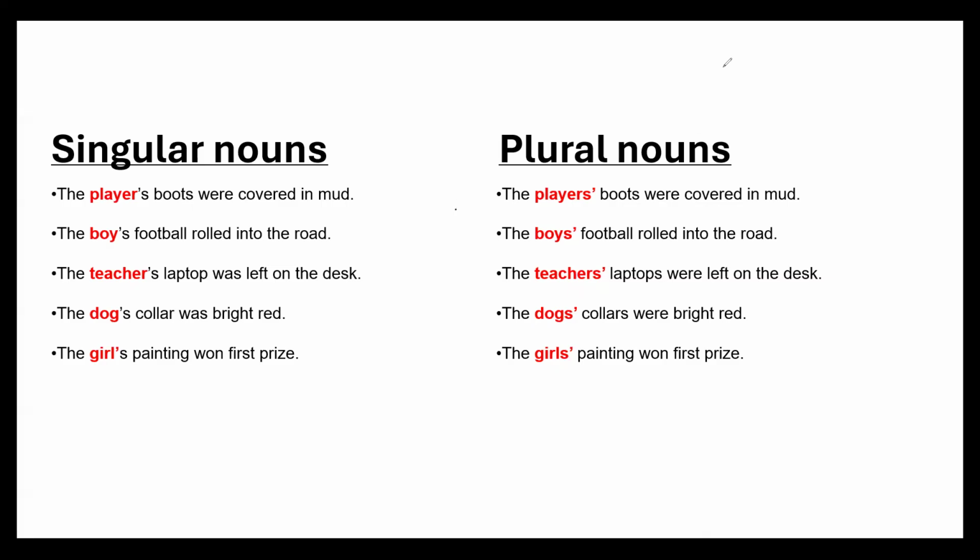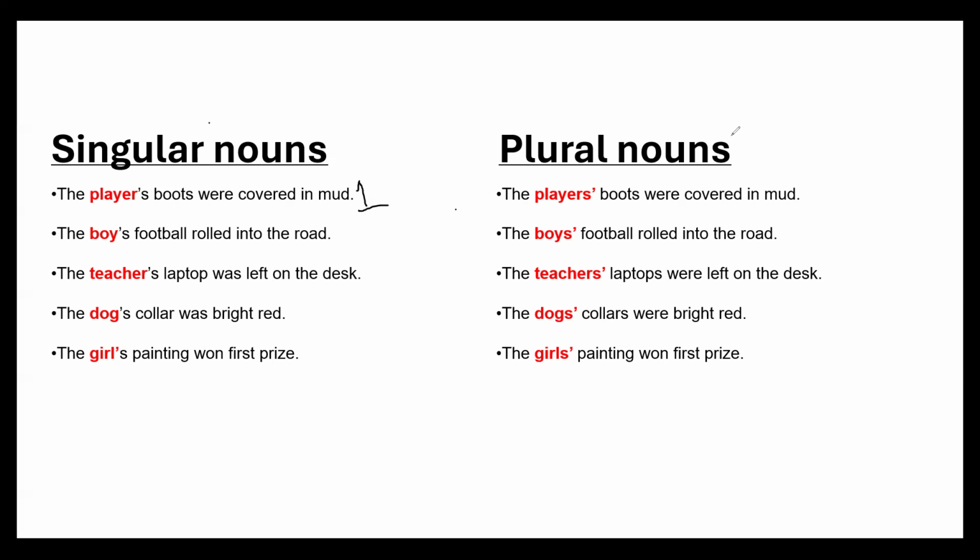Okay, so let me quickly ask, let's go to Annabelle. Annabelle, what does the word say before the apostrophe in the top one there? Player. It doesn't say players, it says player. That tells us exactly what the noun is. We're talking about one person. So in this case, the player's boots were covered in mud. We're talking about one person, one player.